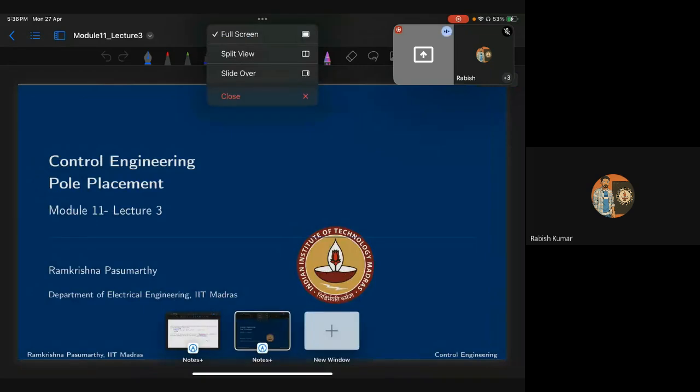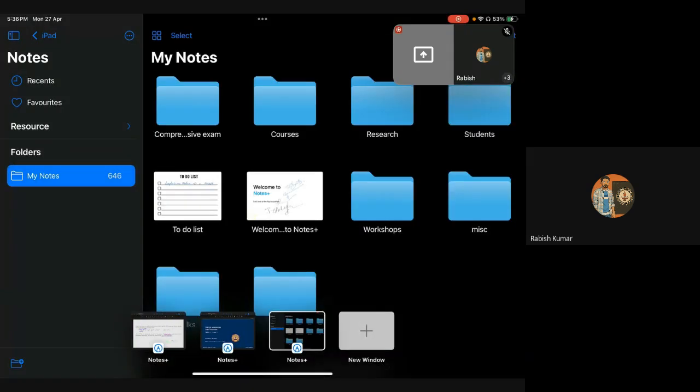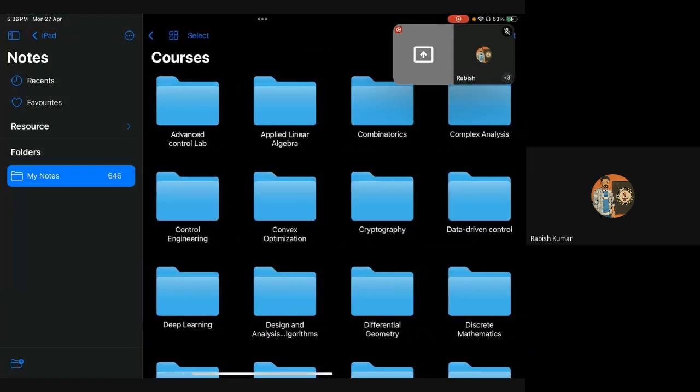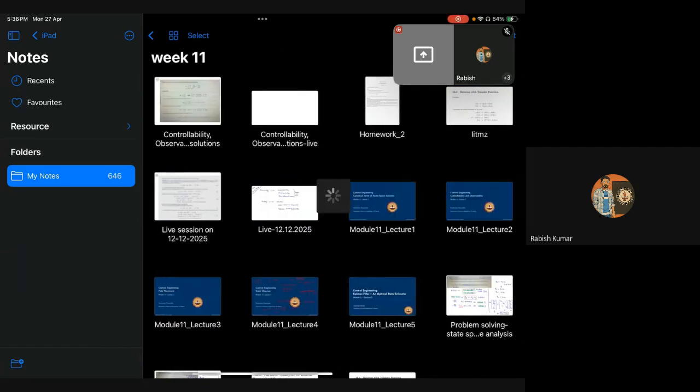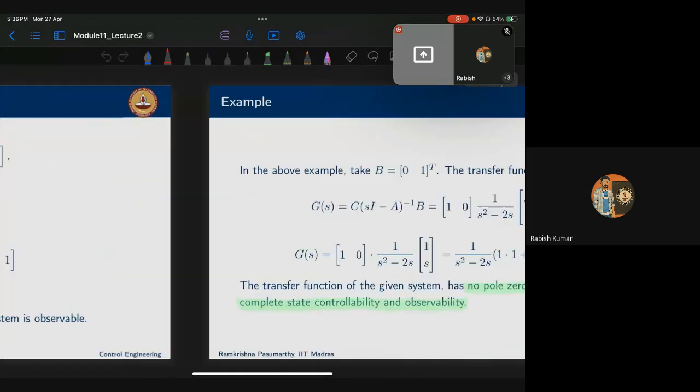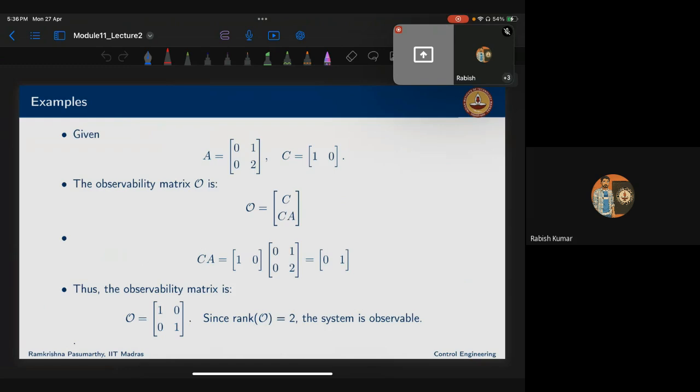Yeah, just a minute. Yeah, you can see this example. We have the A matrix and we have the C matrix. Here the C matrix is nothing but the D matrix from before. x dot is equal to Ax plus Bu, and y is equal to Cx plus Du.